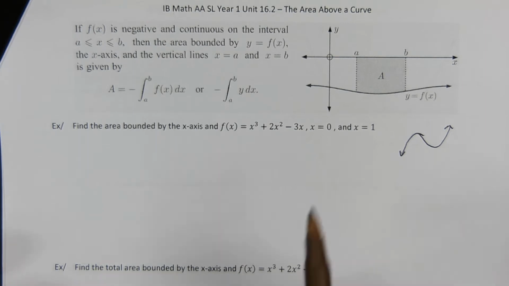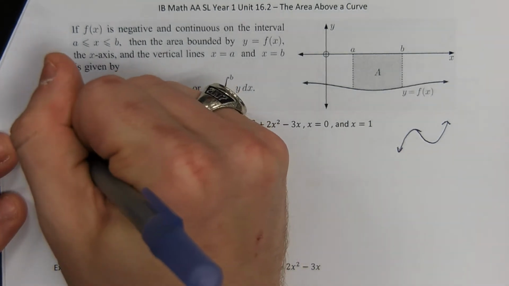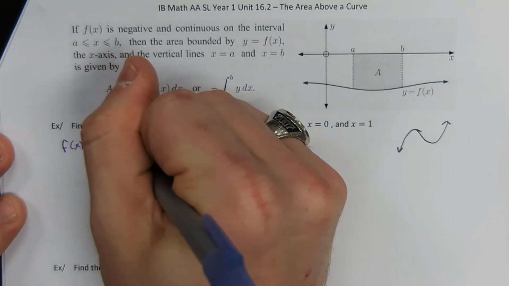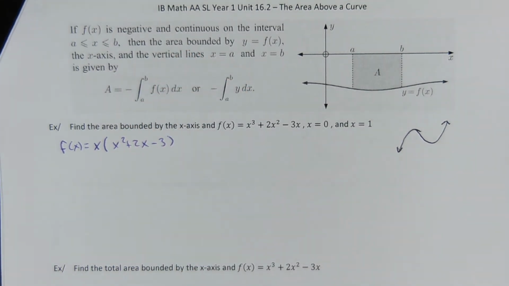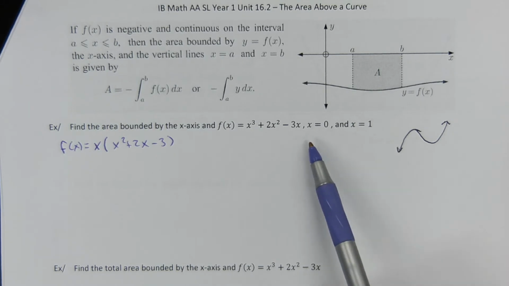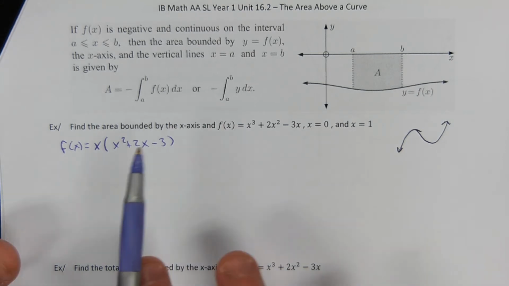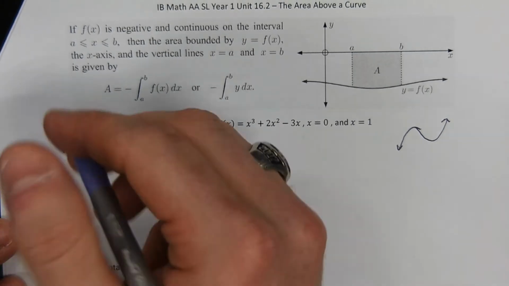Lucky for us, this factors. I can see right off the bat that it has a GCF of x. So we'll factor the x out first. Gives me x squared plus 2x minus 3. Oh, okay. I didn't even realize that it said x equals 0 and x equals 1. Well, whatever. We're already going down this path. We might as well continue. This factors as well. The two numbers that multiply to negative 3 and add to 2 are 3 and negative 1.